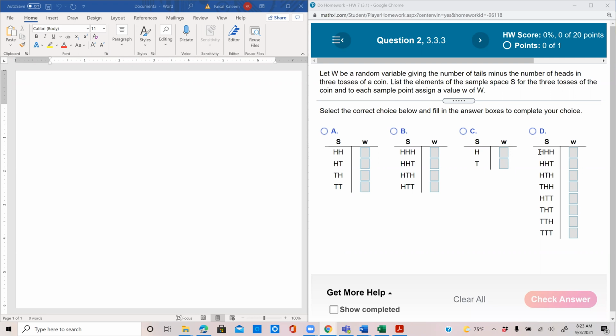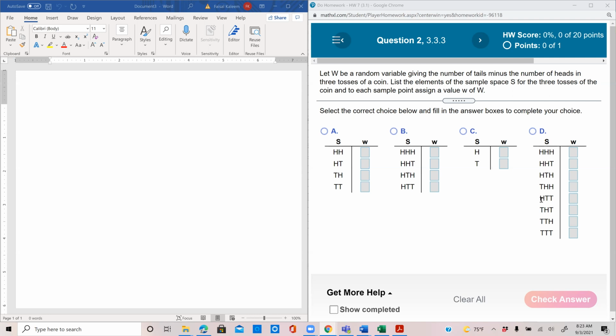3 times, you could have heads on all the 3. You could have 2 heads and a tail, but this can occur in 3 different ways. You could have the tail at the end, you could have the tail in the middle, or you could have tail in the beginning.